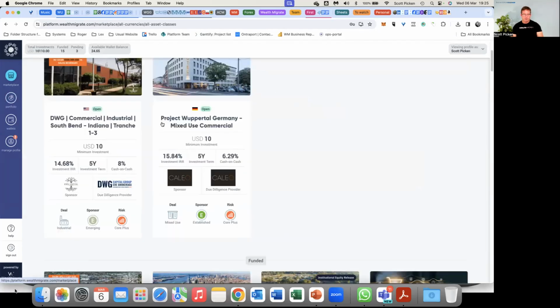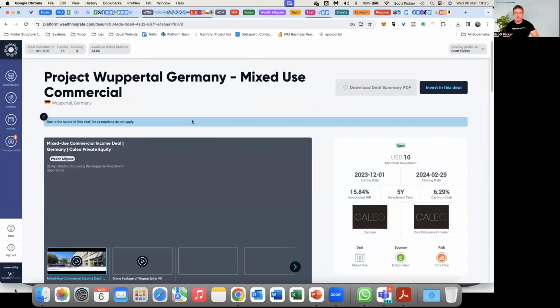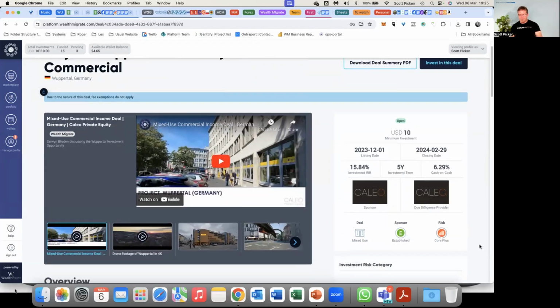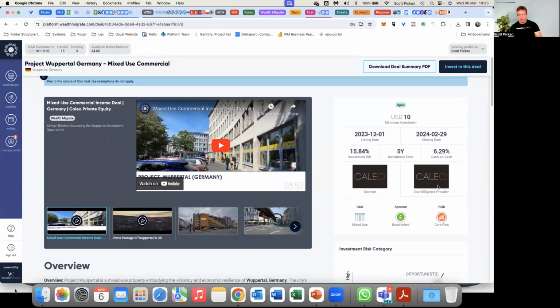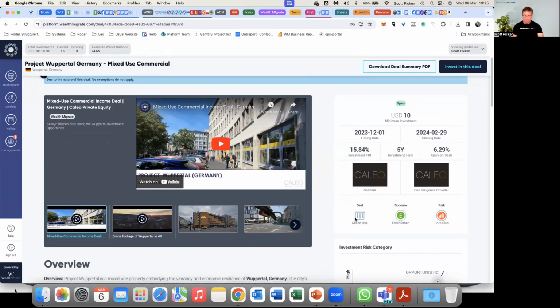Now, let's go to Germany. So this is a mixed use deal in Germany. It's a 5-year deal. It's a 6.29% cash on cash in euros. It's a 15.8% IRR, again in euros. It's in Germany, which is the industrial hub of Europe. It's an established sponsor. It's a mixed use deal.